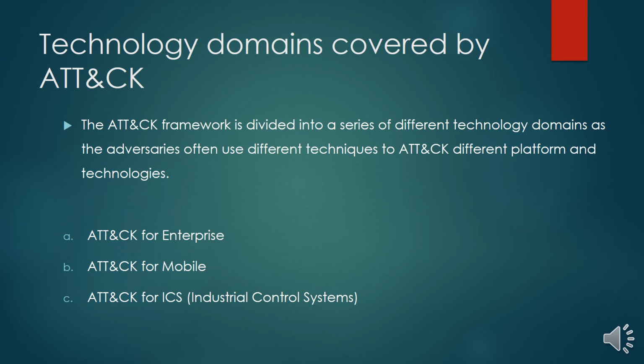Technology domains covered by ATT&CK. As there are different attackers or hackers, they'll be using different systems, different software, different technologies, and they may all need to attack different technology domains. So ATT&CK grouped the different technology domains as below. That is ATT&CK for Enterprise, ATT&CK for Mobile, and ATT&CK for Industrial Control Systems.